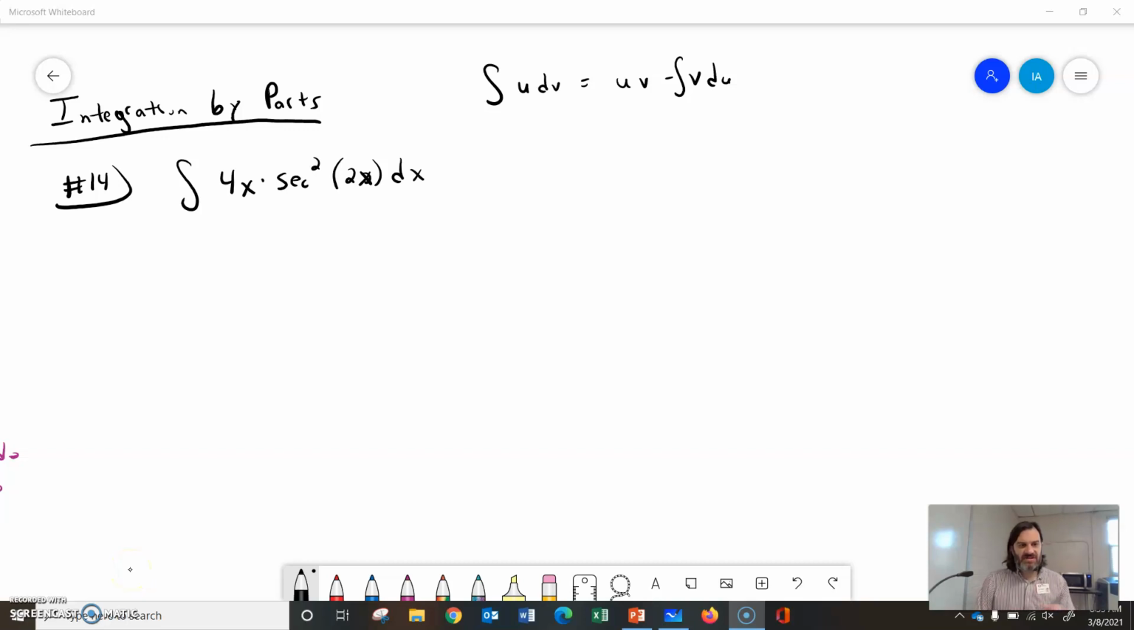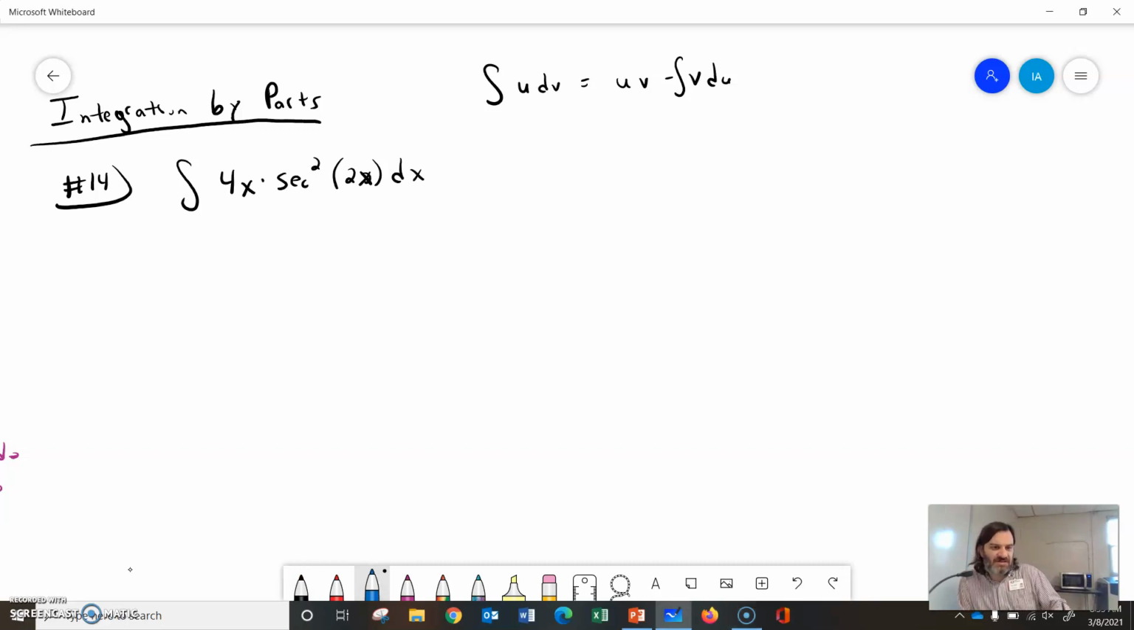Alright, we're going to do another integration by parts example. This one is number 14. It says the integral of 4x times the secant squared of 2x. So we want to integrate that. Once again, if we let u be 2x in here, a du just gives us 2 and leaves an x on the outside. So a u substitution really doesn't work. You can try that and see it fall apart.